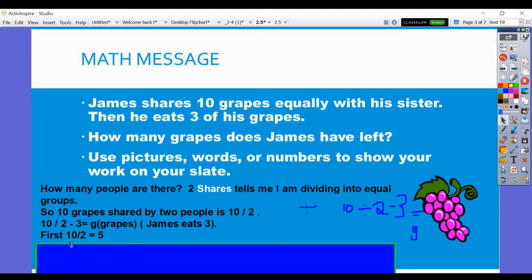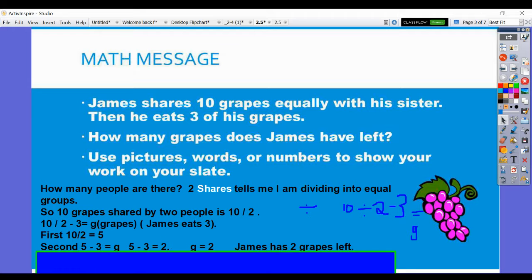First, I know 10 divided by 2 equals 5, because if I take 10 and I break it into 2 groups, I'll have 5 and 5. 5 plus 5 is 10. So 10 divided by 2 equals 5. But then I still have to do the next part. That means James has 5 grapes. His sister has 5 grapes. But he eats 3 of his grapes.